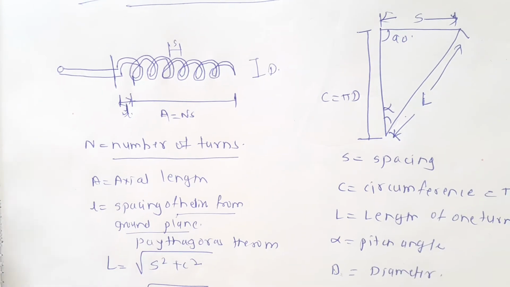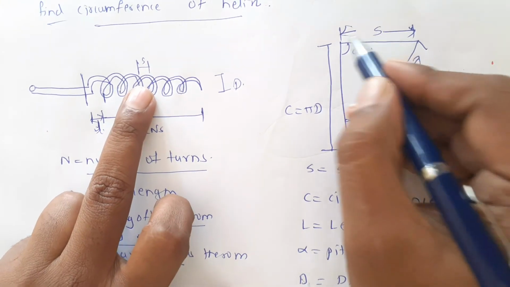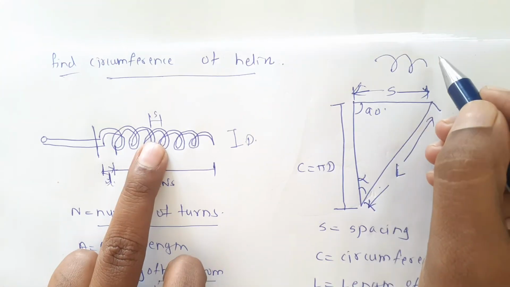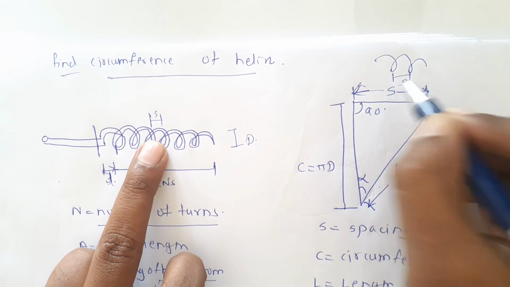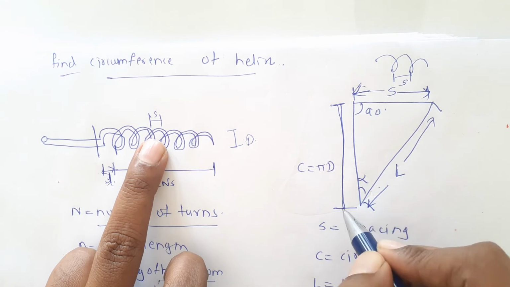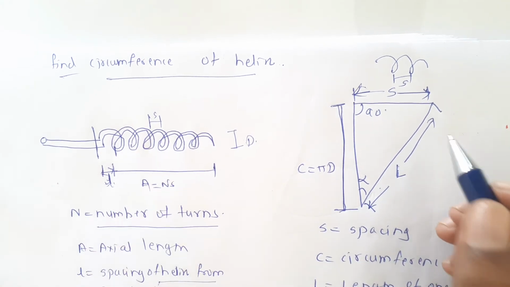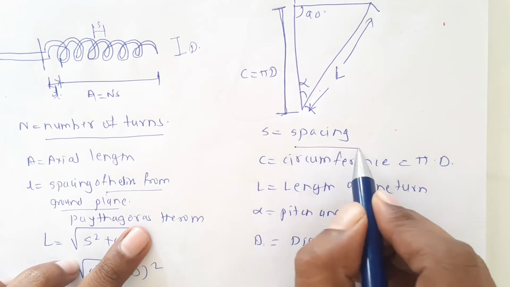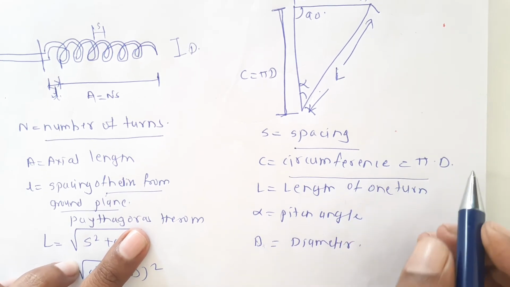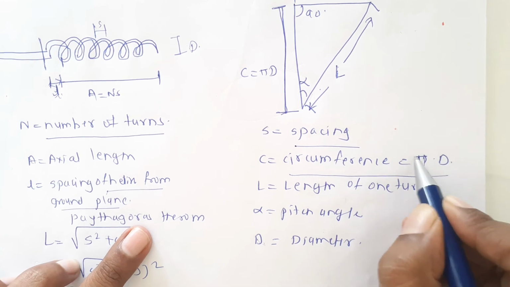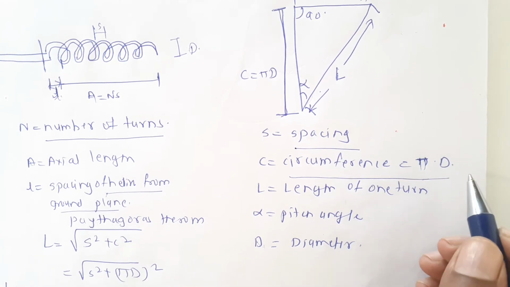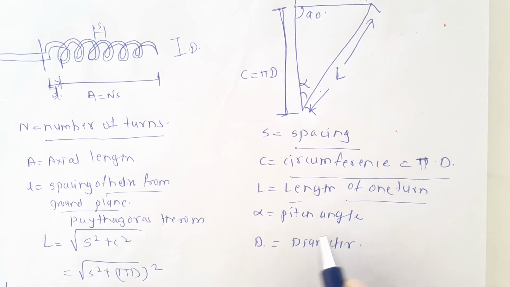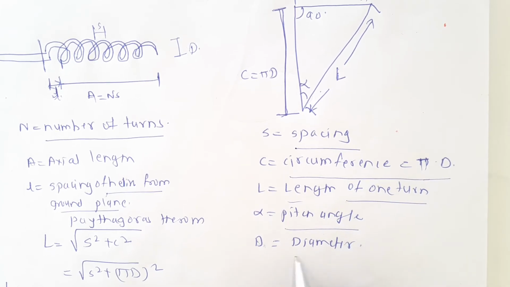Now we will see here, this is the spacing, and here the circumference and the length. So S is the spacing, C is the circumference, and the formula is pi times D. D is basically the diameter of the helix. Then L is the length of one turn, alpha is the pitch angle, and D is the diameter.